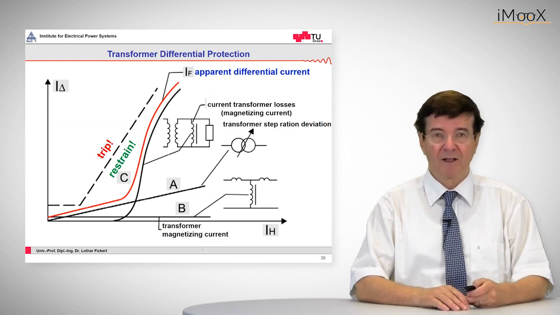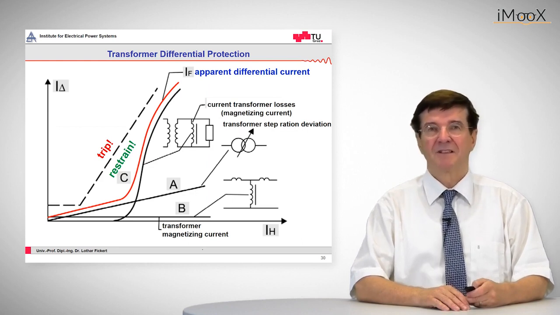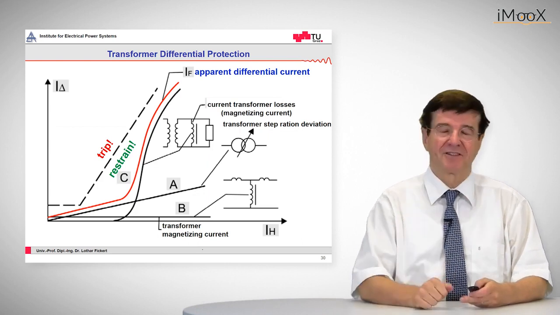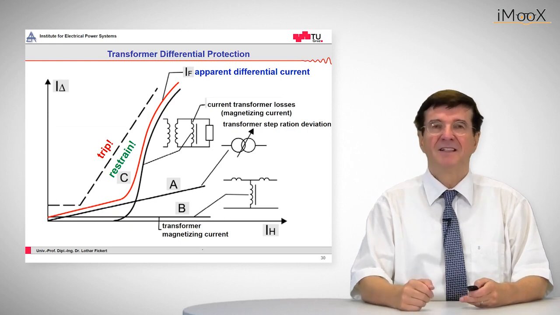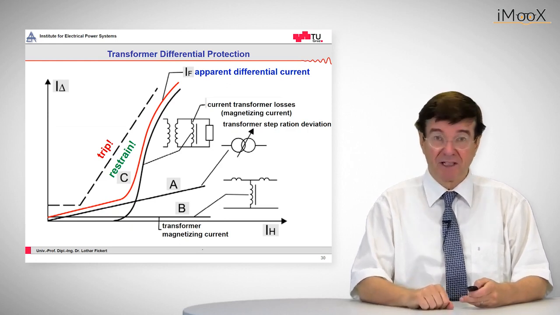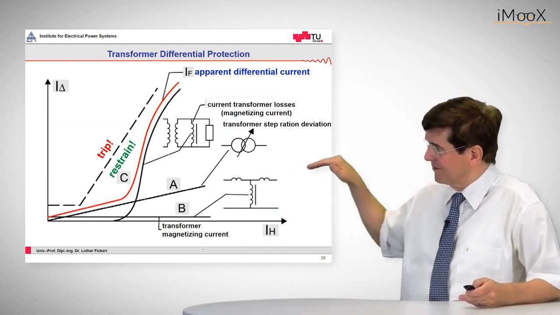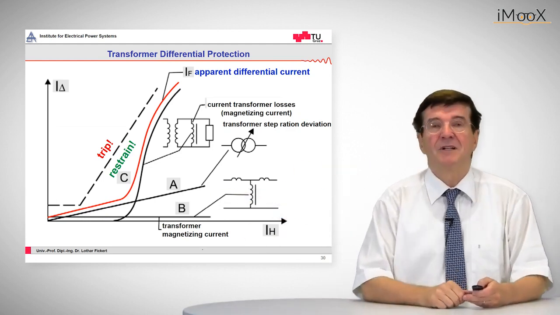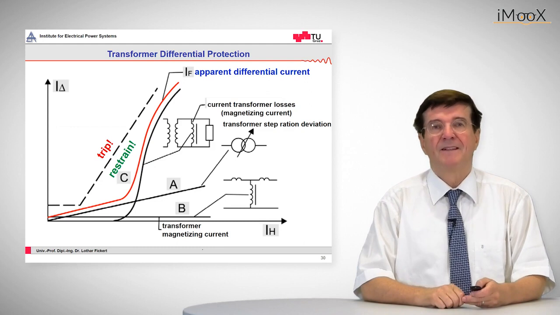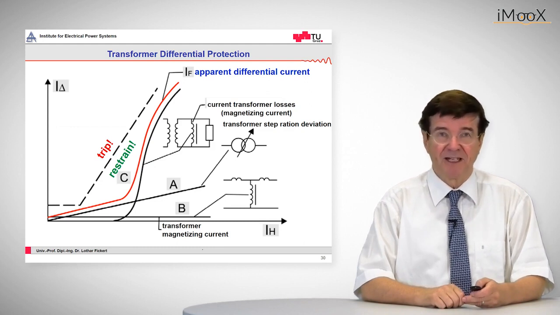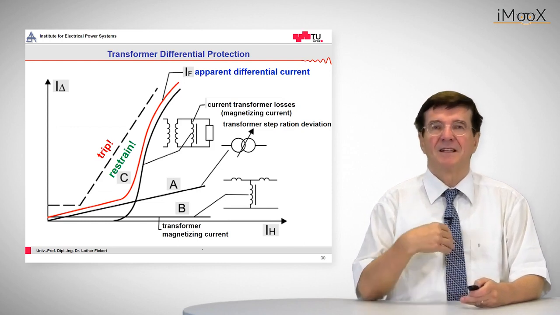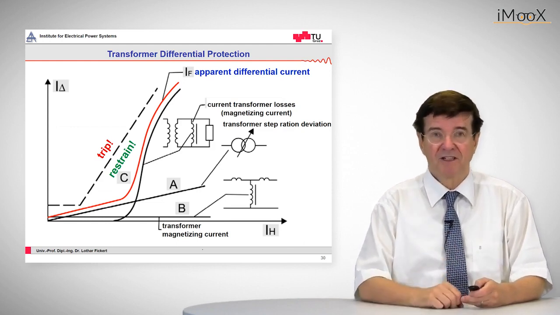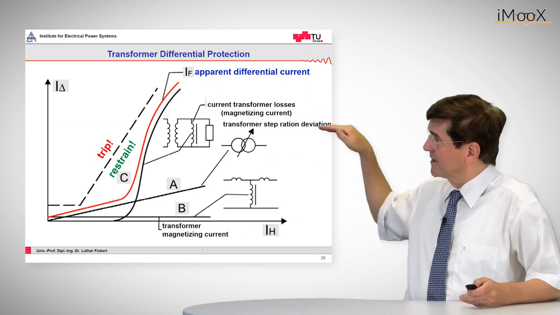For example, if we have a tap changing transformer where the ratio between the primary and the secondary side varies, then the higher the through current is, the bigger is the apparent differential current. So this is a straight line that goes up. Also, we can have in a transformer, due to saturation, a saturation differential current that comes up in heavy through fault conditions.